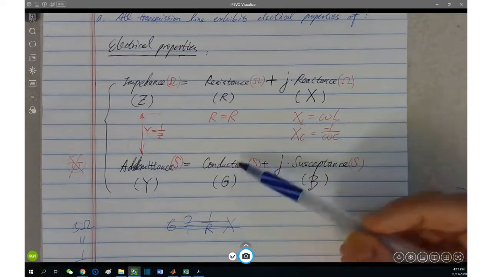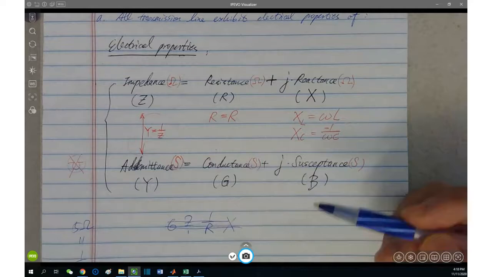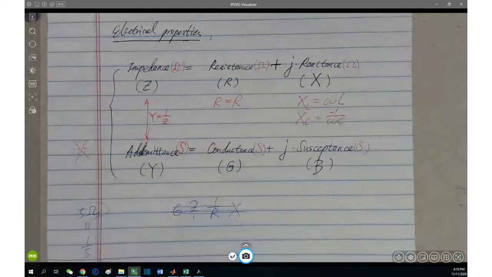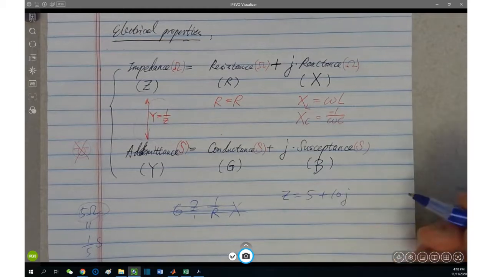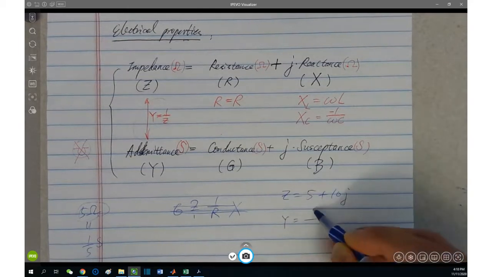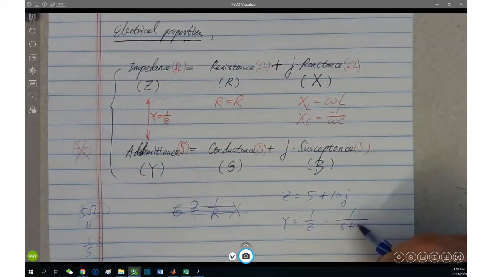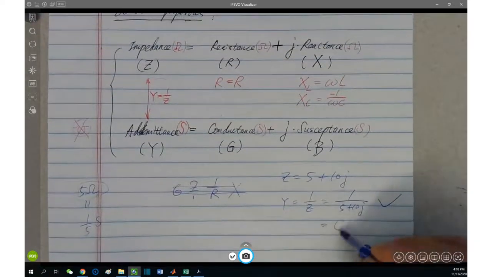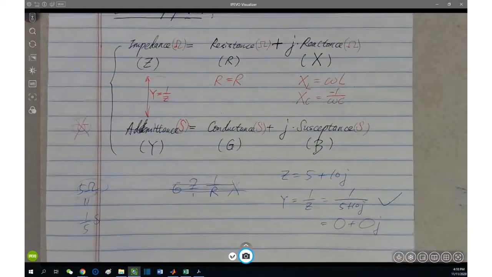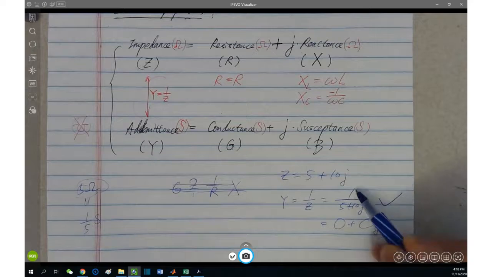So is G equal to the reciprocal of R directly? Well, if only resistance exists, there's no other component, yes, then 0.2 is the conductance, no problem. It's absolutely right. However, if you're talking about impedance, say Z equals 5 plus 10j, your admittance equals 1 over Z, no problem. So 1 over 5 plus 10j. That's absolutely correct. But this equals another complex number, right? Does it make sense to you?